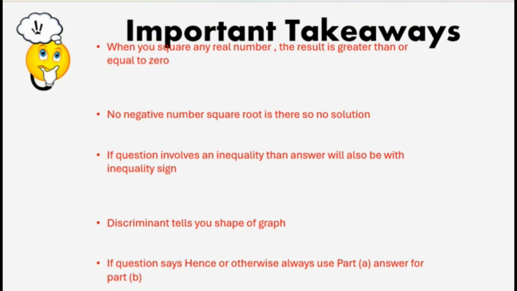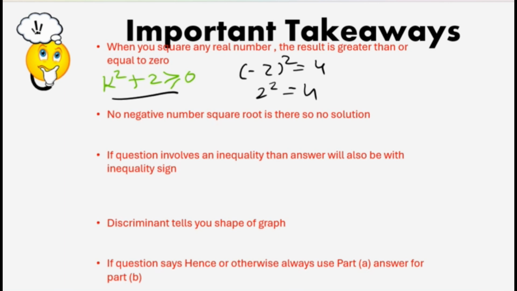Important takeaway for this topic. When you square any real number, the result is always greater than or equal to 0. For example, this type of question, k squared plus 2 greater than or equal to 0. Now how can I prove that? If I put minus 2 squared, that also gives me 4. 2 squared also gives me 4. And in both cases, I am satisfying this inequality and getting an answer greater than 0. So you can write it down if you have to prove this one. No square root of a negative number exists, so no solution.